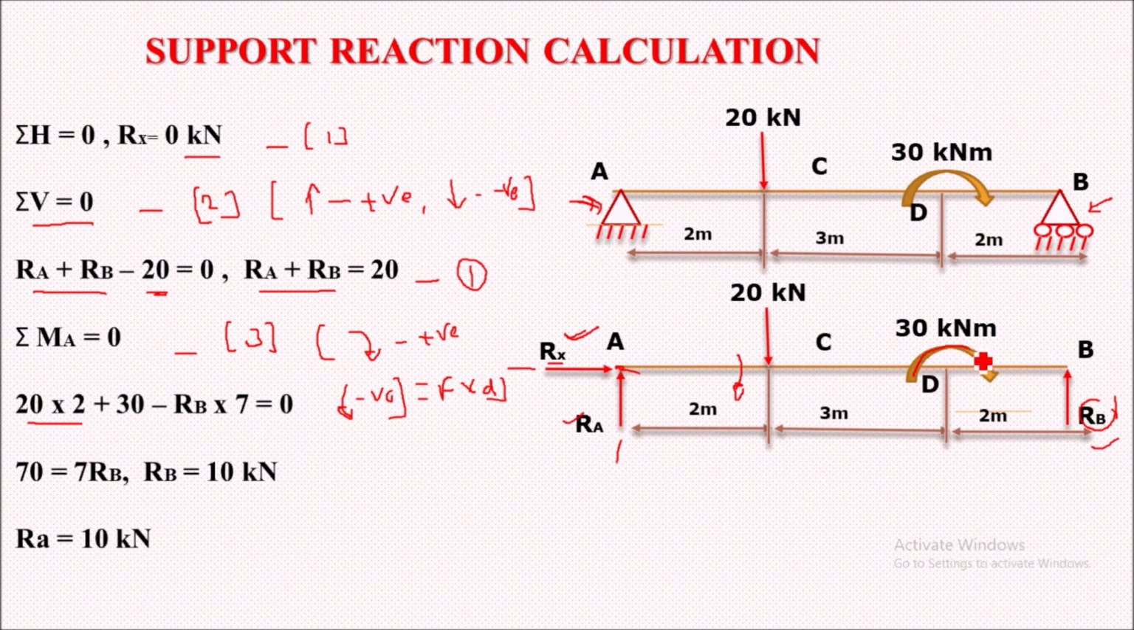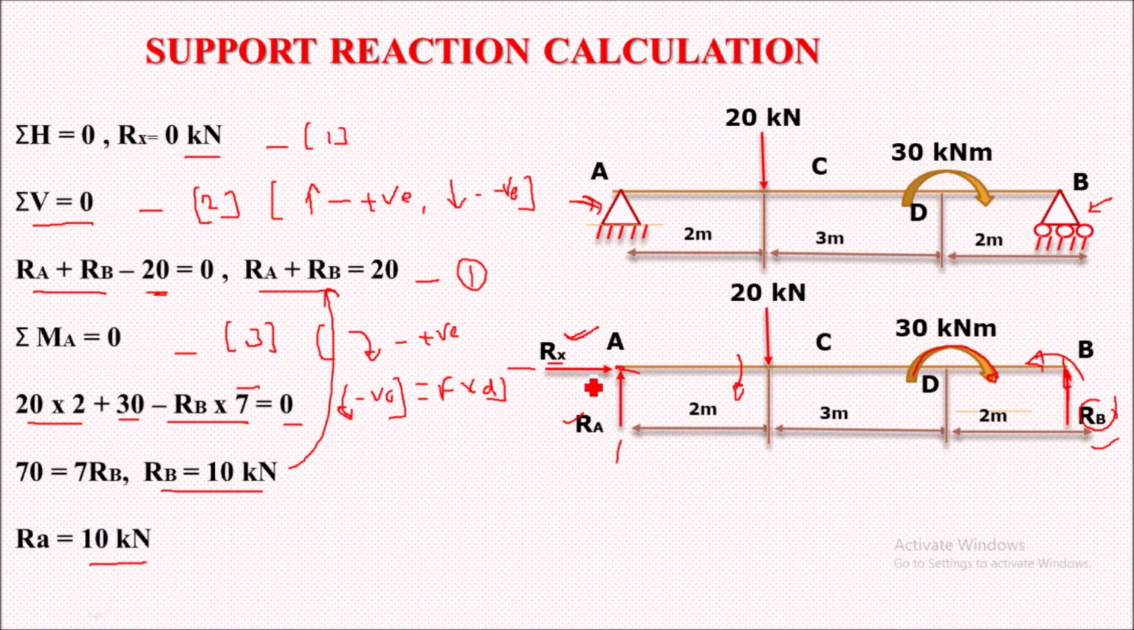Then we have a couple of 30 kilonewton meter acting clockwise, so clockwise positive magnitude, plus 30. While this Rb load acts at 7 meter, because of this vertical load the beam will have an anti-clockwise moment. Anti-clockwise moment should be considered negative. So minus Rb into 7 meter, the distance from point A, equal to 0. On resolving this, we get the value of Rb to be 10 kilonewton. Putting this in the equation, we get the value of Ra to be 10 kilonewton.